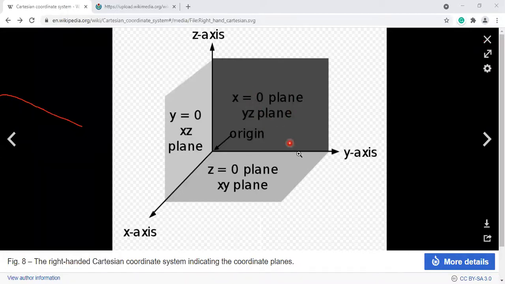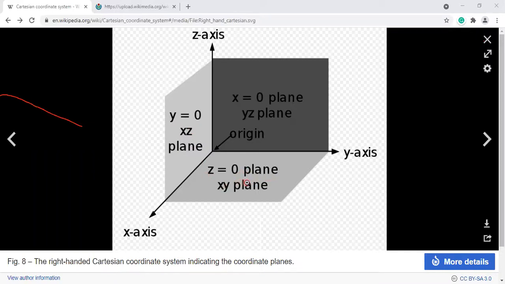So in the rectangular coordinate system, if you put one of the coordinates x, y, z to zero, say for example x equal to zero, then it is the equation of a plane. And what is the plane? It is the yz plane. Similarly, if you put y equal to zero, it is the xz plane. And if you put z equal to zero, it is the xy plane.